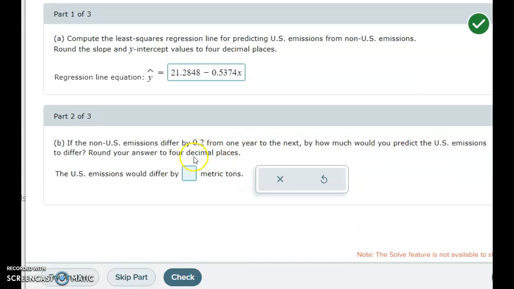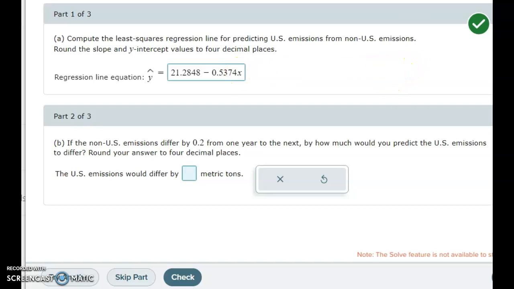And then these are more conceptual questions. It says if the non-US emissions, which is our X value, would differ by 0.2 from one year to the next, how much would the US emissions differ? Well, what they're saying here, they want you to interpret the slope. So what change in y would happen with a 0.2 change in x? We can see if we plug in 0.2 for our x and multiply by the slope, that'll tell us how much our y would change for 0.2 in x.